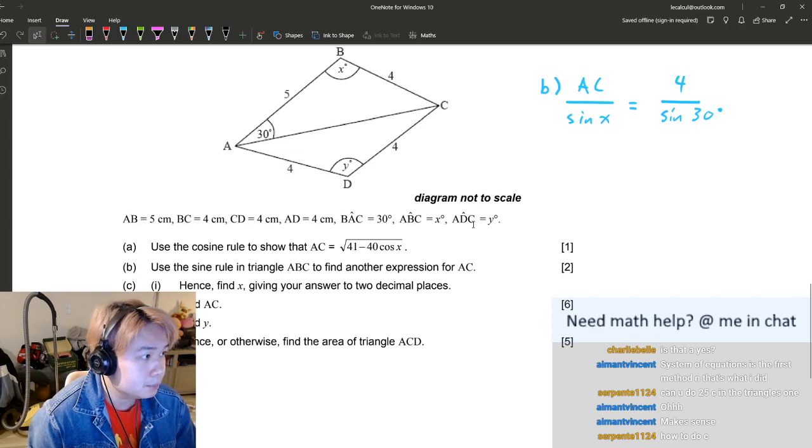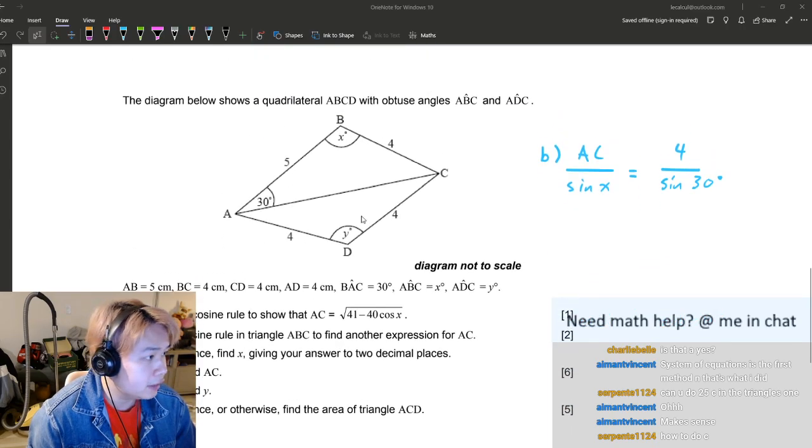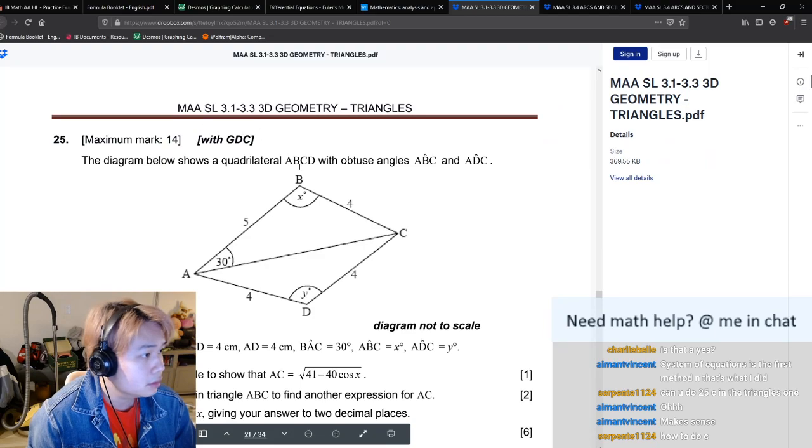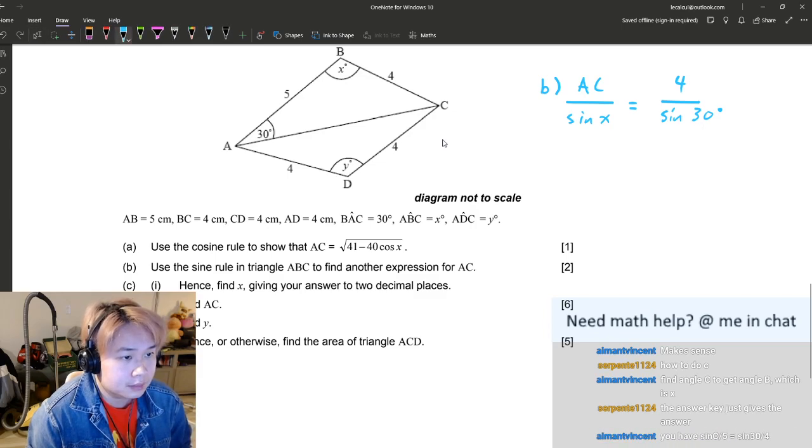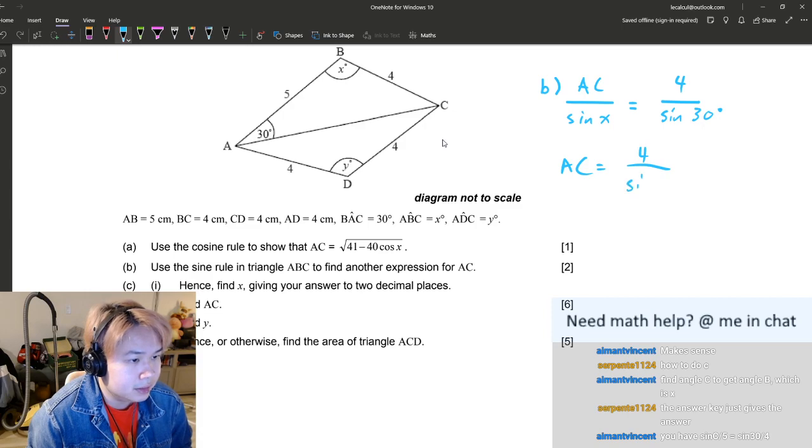Okay. This is a graphing calculator question, right? Okay, so in part A, you can express AC using cosine law as this. And then part B says we use sine rule to create another expression for AC. So this is sine law. So AC is 4 over sine 30 times sine x.